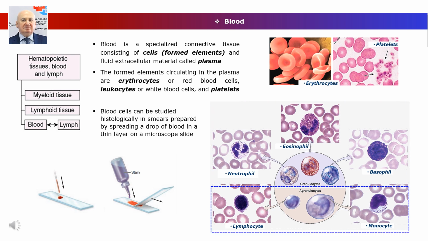Agranulocytes lack specific granules, but do contain some azurophilic granules or lysosomes. Their nuclei are not segmented, spherical, or bean-shaped. This group includes the lymphocytes and monocytes.